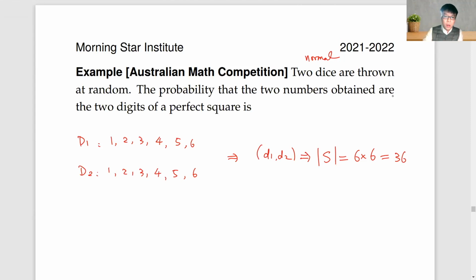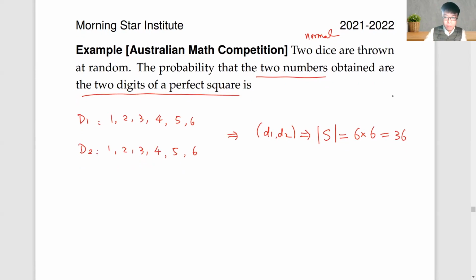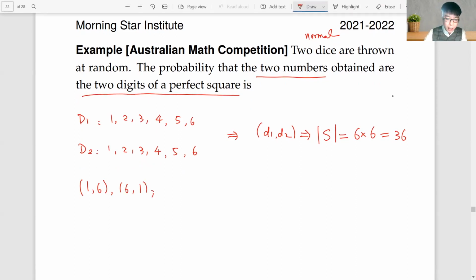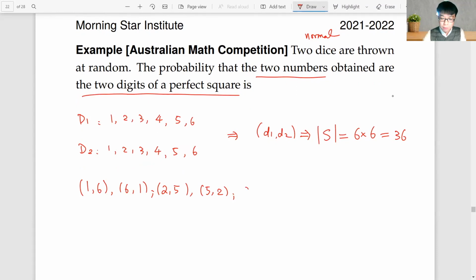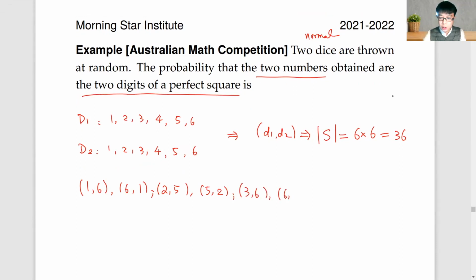Here we need to consider the valid cases. Here we consider the case that these two numbers are the 2 digits of a perfect square. Now let's discuss what could be the perfect square. It's at least 10, and every number is at least 1. So we have 16. The smallest perfect square above 10 is 16. 16 corresponds to 1, 6. And accordingly, we can also have 6, 1, because we can reorder it. And next, we consider 20-something. 25 is a perfect square. So 2, 5. And we can switch to 5, 2, which also makes a perfect square. For 3, we have 36. So 3, 6. And also 6, 3.